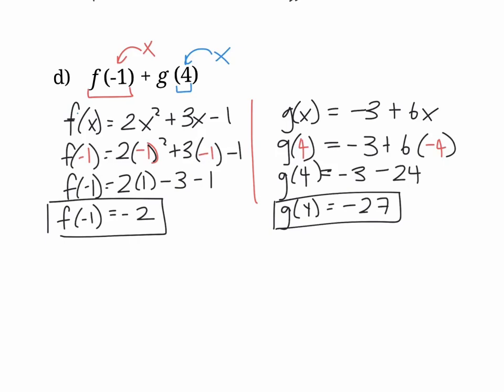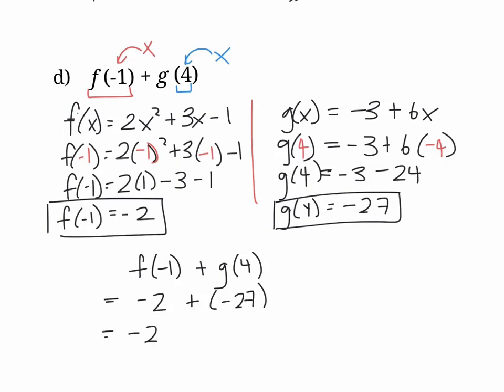All right, now we just finish the problem up. This is asking us for f at -1, which we have, plus g at 4. So let's just replace what we know. We're looking for f at -1 plus g at 4. We know f at -1 is just -2, and g at 4 is just -27. So if we add that together, we get -29, and that's our final answer.